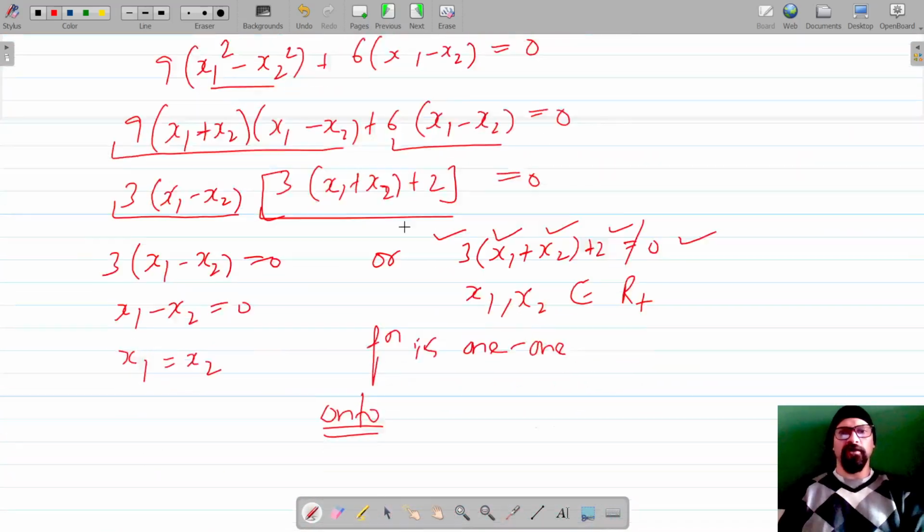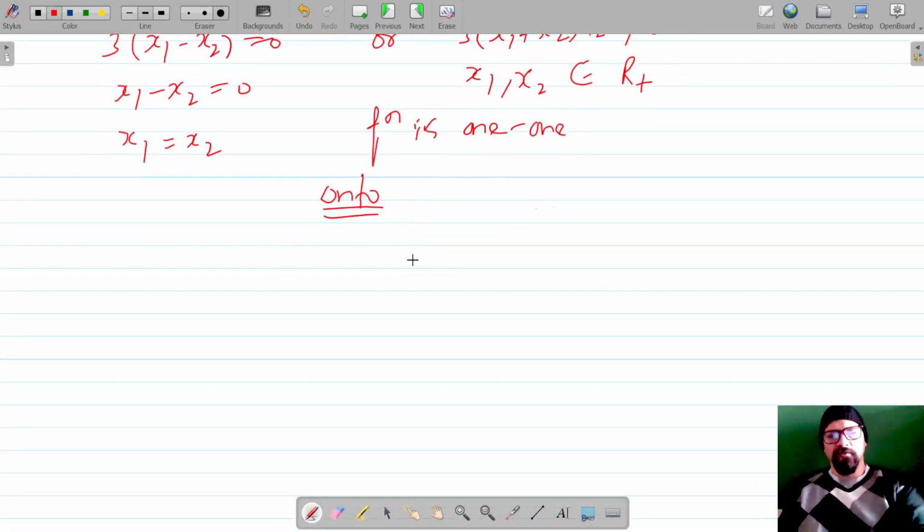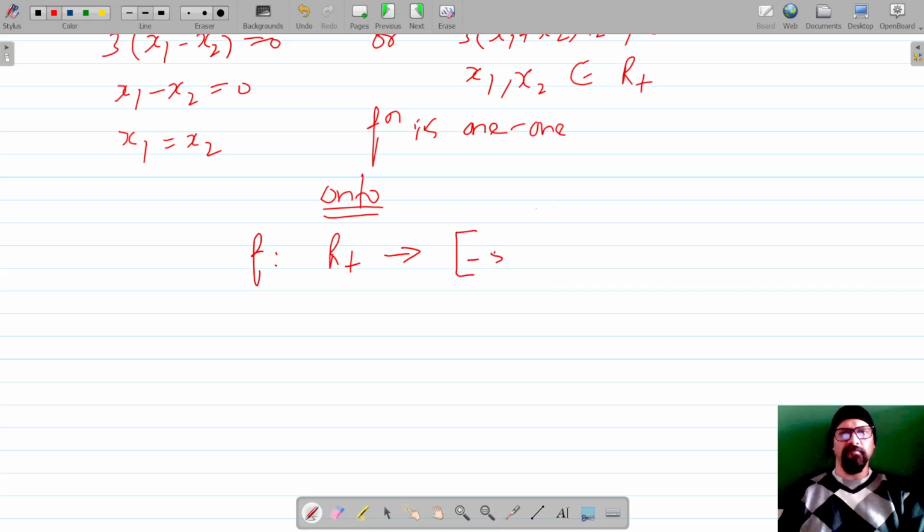So how do we say that a function is onto? A function is onto when for every y that belongs to the codomain, there exists x that belongs to the domain, so that f of x is equal to y. So for onto, our function goes from the set of positive real numbers to minus 5 to infinity, and f of x is defined as 9x squared plus 6x minus 5.